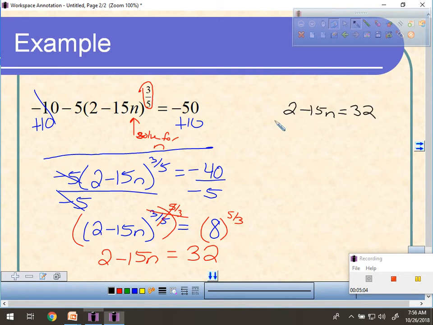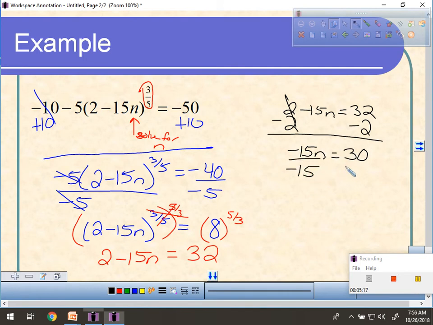Now you can just solve this for n. So let's subtract 2 from both sides. That gives me negative 15n is equal to 30. And then for this one, you're going to just divide by negative 15 on both sides, and that gives you n is equal to negative 2.